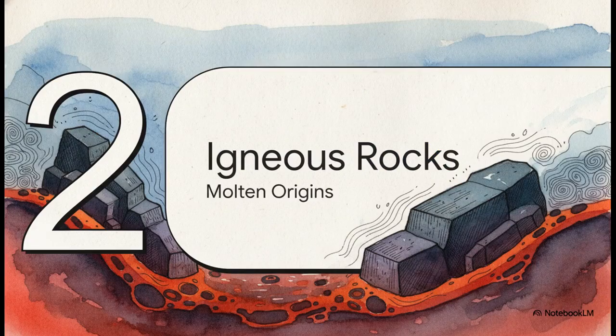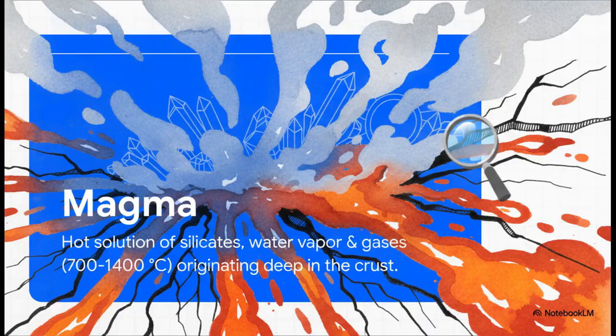Moving on to Section 2, igneous rocks. Let's explore their molten origins and how they act as the parent material for all other rocks. You can think of these igneous rocks as primary rocks. They're formed by the cooling and consolidation of magma. And magma is just this incredibly intense, complex, hot solution of silicates mixed with water vapor and gases. It originates way deep down in the Earth's crust, and it reaches mind-boggling temperatures. We're talking anywhere from 700 to 1400 degrees Celsius.